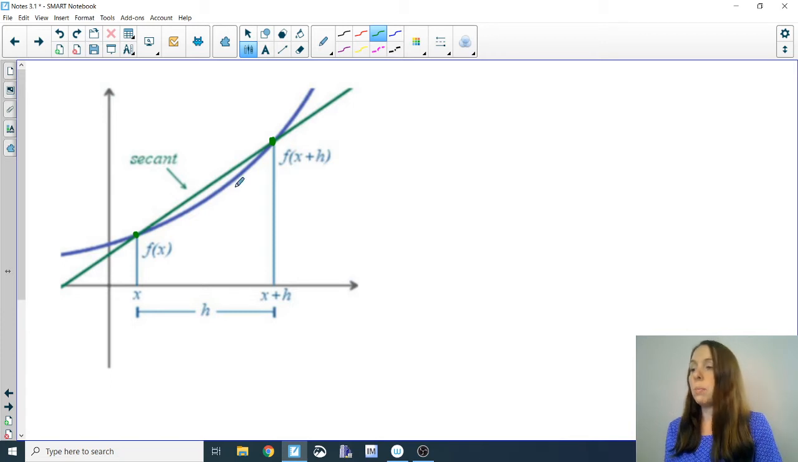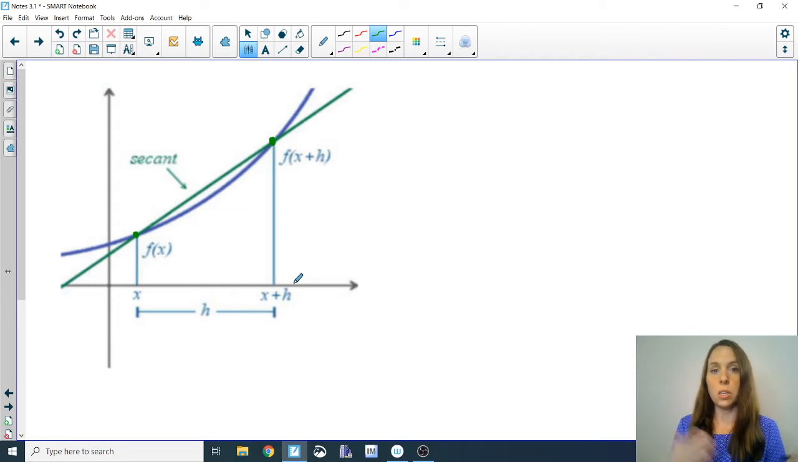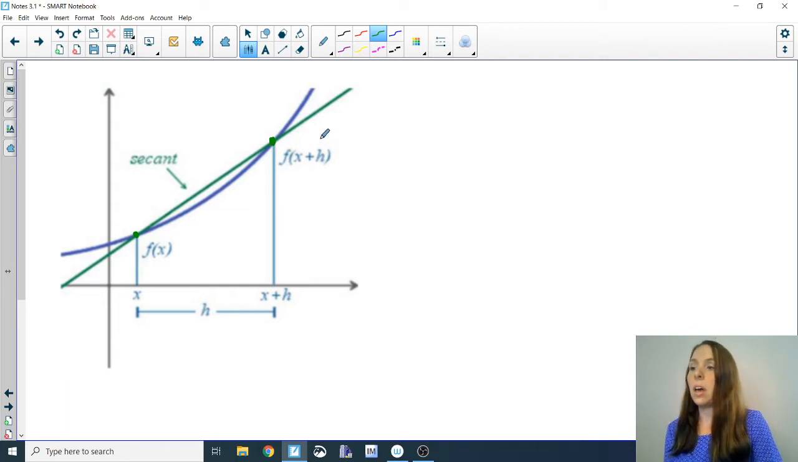Then you can label the coordinates of each point. So the coordinates of this point are x, comma, f of x. And the coordinates of this point are x plus h, comma, f of x plus h. And this h is just showing you that it is the distance along the x-axis between the 2 points that you've established. And so what I'm going to do right here is write those ordered pairs.